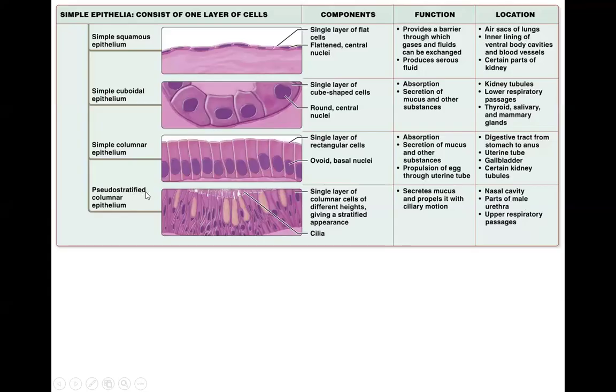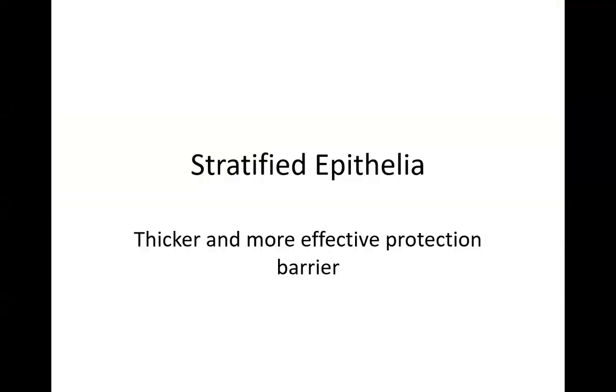You gotta know this one. This very specialized one, the pseudostratified columnar. Where do we find it? In the respiratory tract, with all this mucus that's coming out, and the nasal cavity and the urethra of the male, not the female.